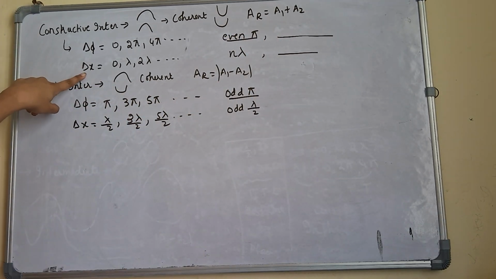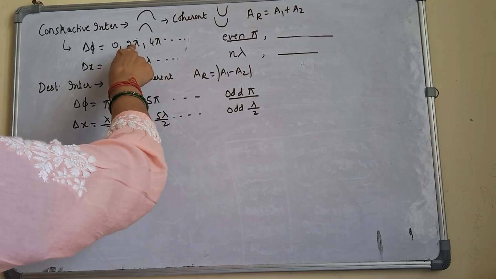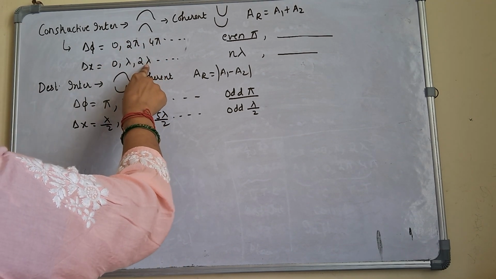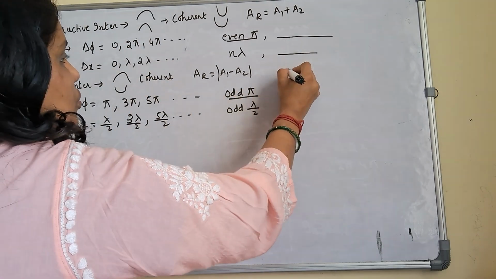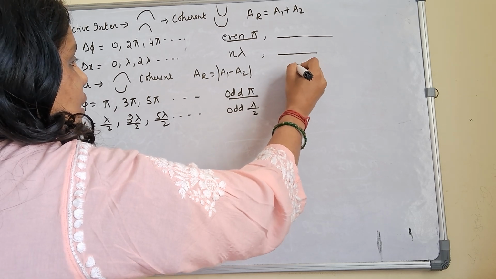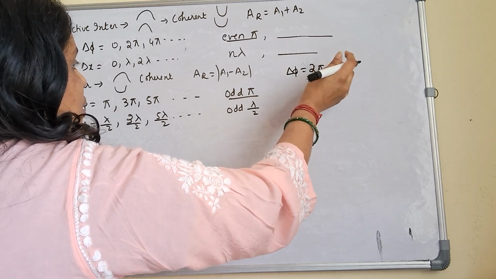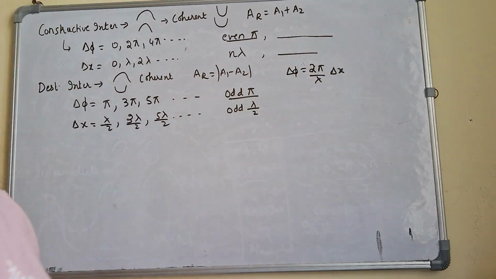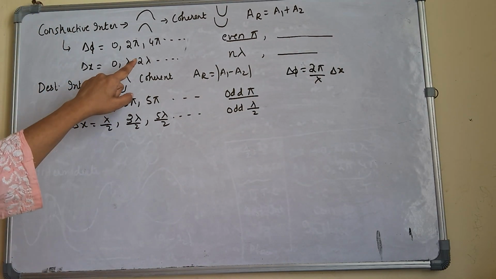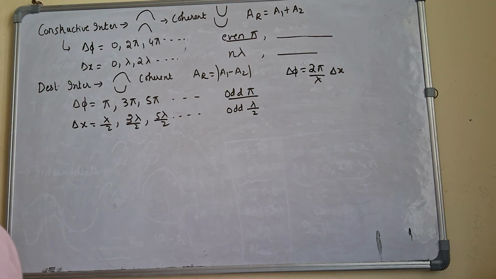Path difference, now it is very easy if you know this. 2 pi means lambda, 4 pi means 2 lambda. Or use this formula also. This is also fine. Delta phi will be 2 pi by lambda into delta x, so delta x you rearrange this. That's also fine. But to calculate every time, if you remember the general one, it will be easier. So it is nothing but n lambda.